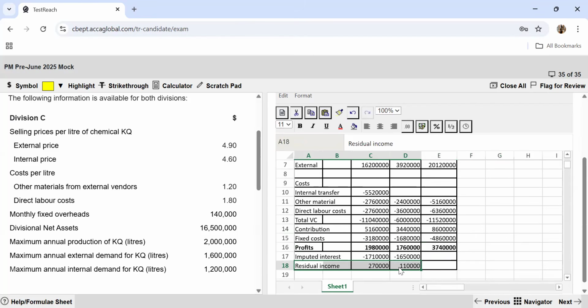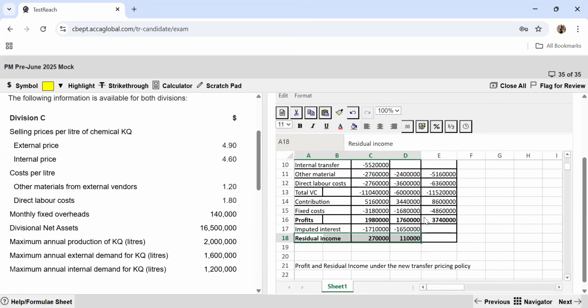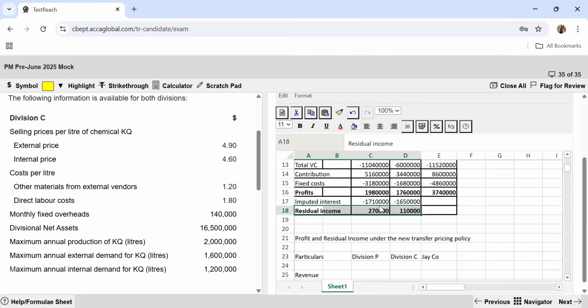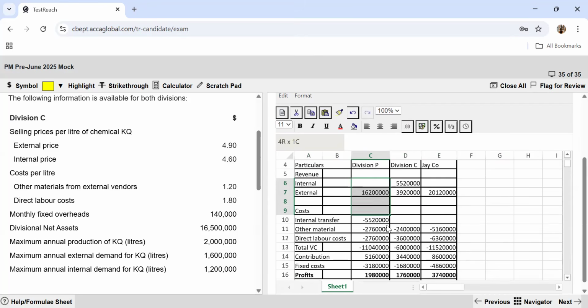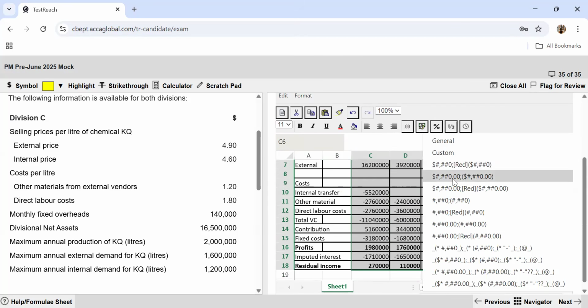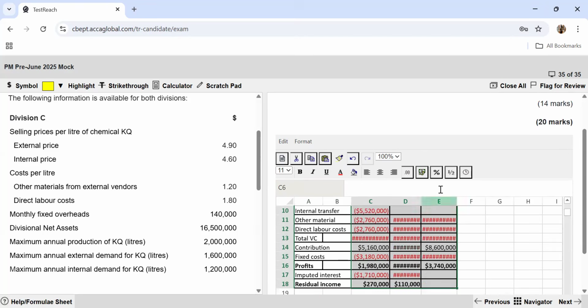So this is what the profits are going to look like. And the residual income is also our final answer. So I'm bolding that also. So this is what my final answers are going to look like. Similar formatting I can do for the other table also. And with respect to numbers, if you people want, you can also put them in the terms of dollars. So this is what it's going to look like.